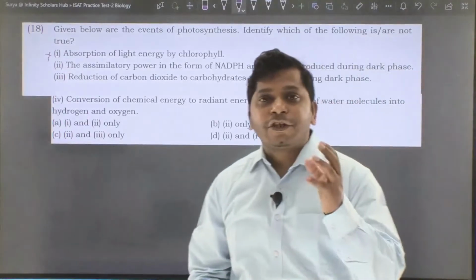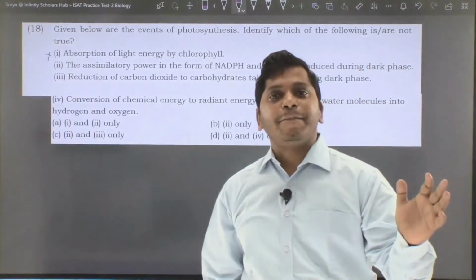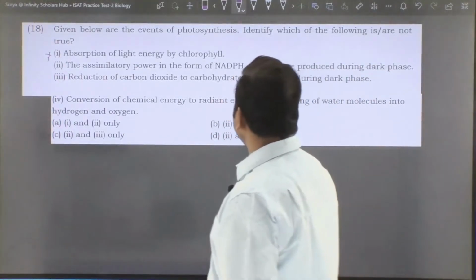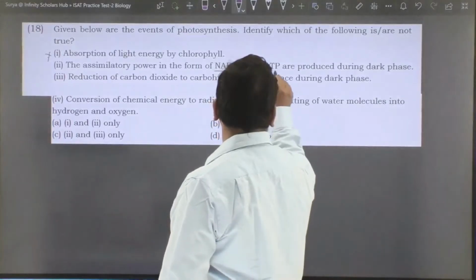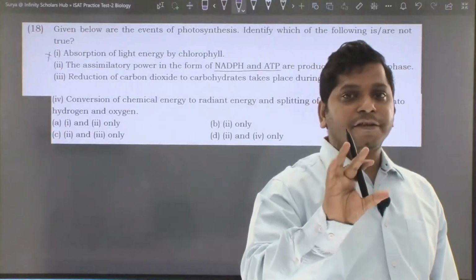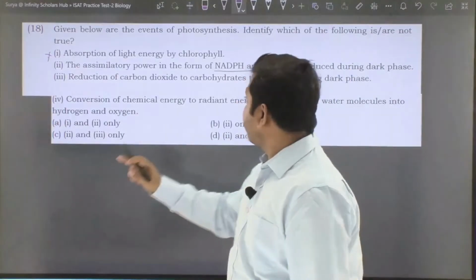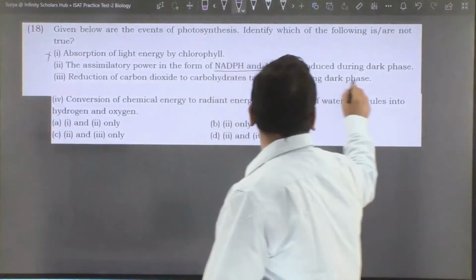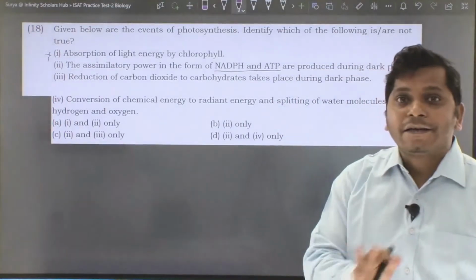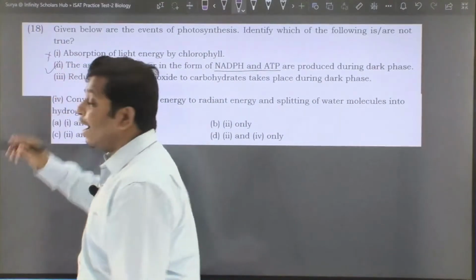So as we know that photosynthesis constitutes 2 phases, the light reaction and the light independent reaction, which is also called dark reaction. In the light reaction, these energy intermediates are produced. What are these energy intermediates? NADPH and ATP. And these energy intermediates are going to be used in the dark phase. They are not produced. What it is saying is that they are produced in the dark phase. They are not produced. They are the products of the light reaction or the light dependent reaction. So this is therefore going to be the right option for us, as it is incorrect.